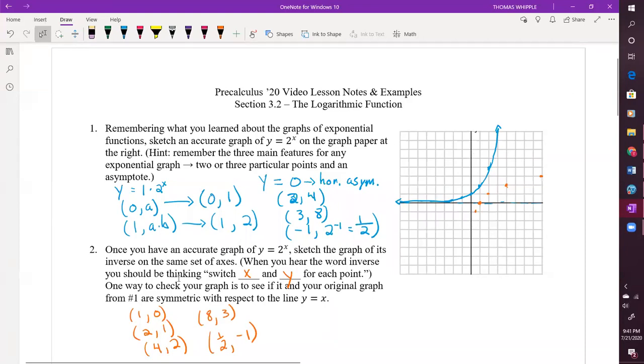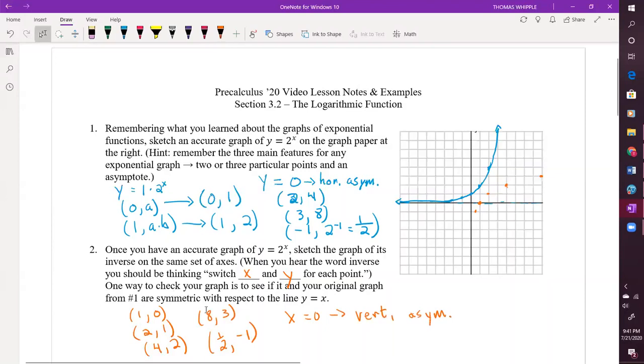Well, now if you switched all the x's and y's, we just need to plot these points here, right? (1, 0), (2, 1), (4, 2), (8, 3). So I've done that here, and I even plotted (1/2, -1). And so that gives us a pretty clear picture of what this inverse is doing. There's one more feature, though, that I haven't included, and that comes up here. If we have a horizontal asymptote of y equals 0 on the original graph, then hopefully you were thinking, yes, we need a vertical asymptote of x equals 0, right? The x and the y just get switched.